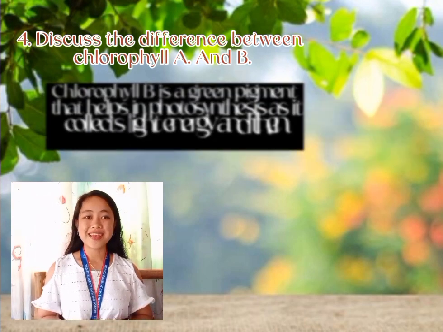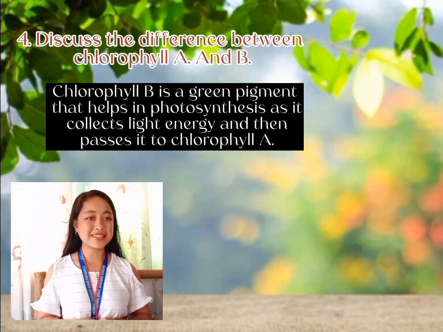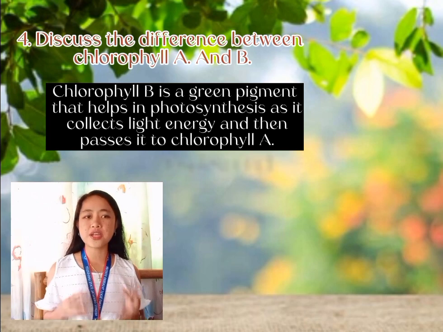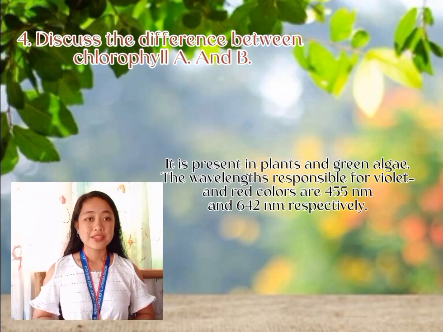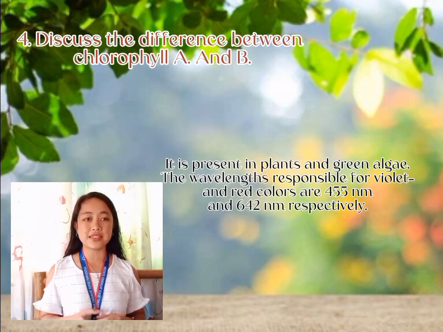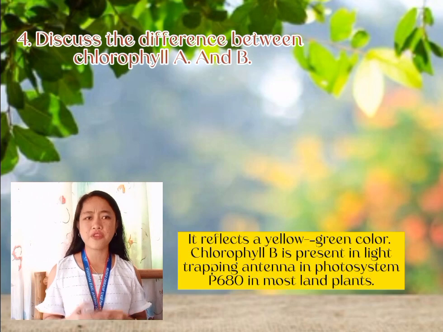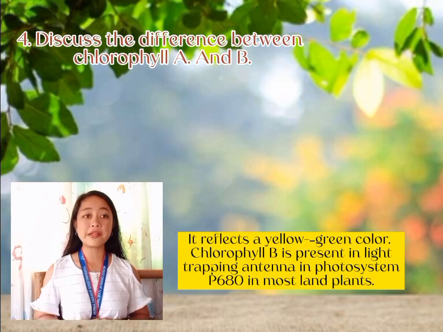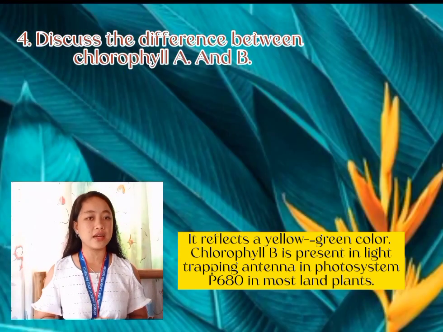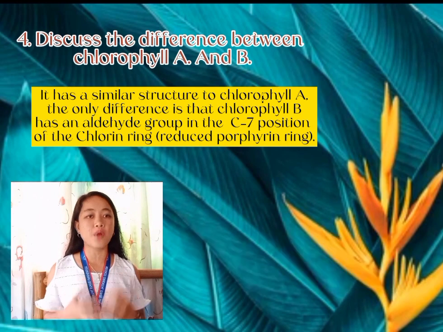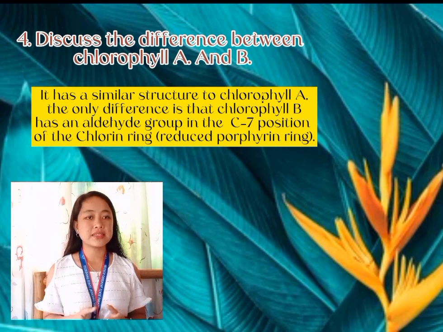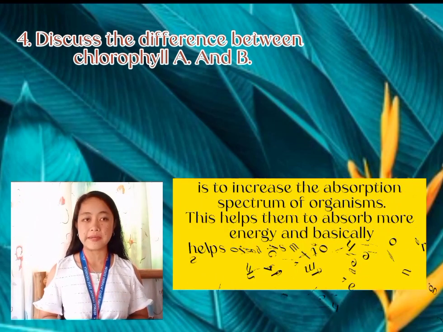Chlorophyll B is a green pigment that helps in photosynthesis as it collects light energy and then passes it on. Chlorophyll B is present in plants and green algae. The wavelengths responsible for violet and red colors are 455 nm and 642 nm respectively. It reflects a yellow-green color. Chlorophyll B is present in the light-trapping antenna and in photosystem, P680, in most land plants. It has a similar structure to chlorophyll A. The only difference is that chlorophyll B has an aldehyde group in the C7 position of the chlorin ring.